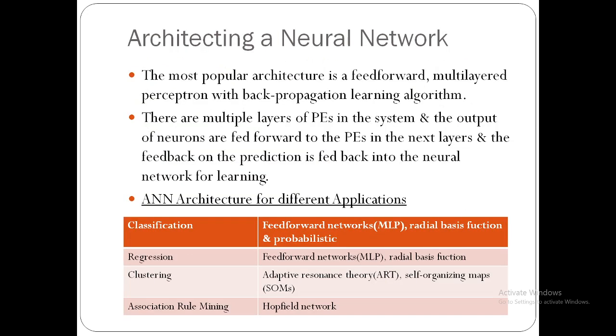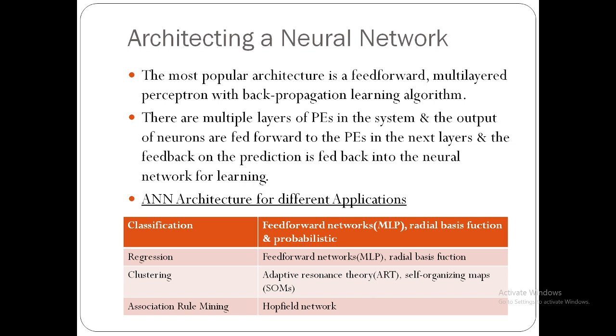Next is architecting a neural network. The most popular architecture is a feed-forward multi-layered perceptron with a backpropagation learning algorithm. There are multiple layers of PEs in the system, and the outputs of neurons are fed forward to the PEs in the next layer, and the feedback on the prediction is fed back into the neural network for learning.